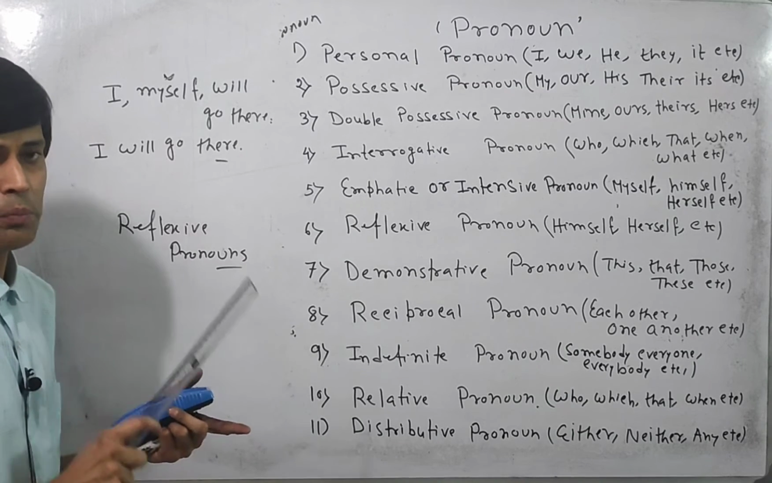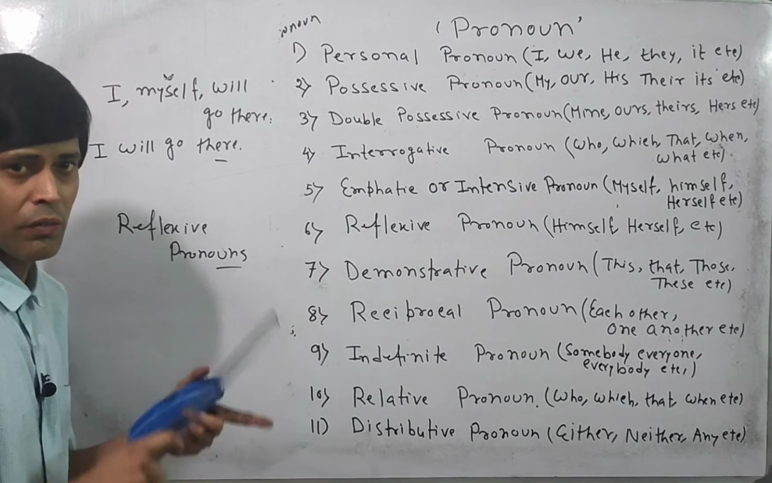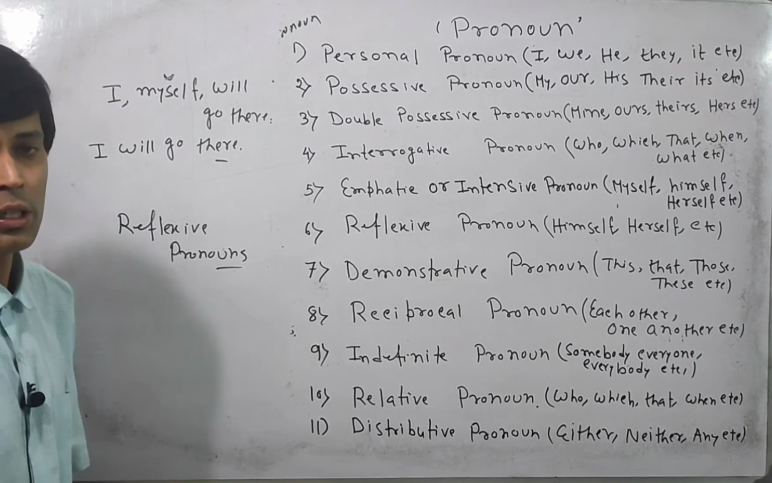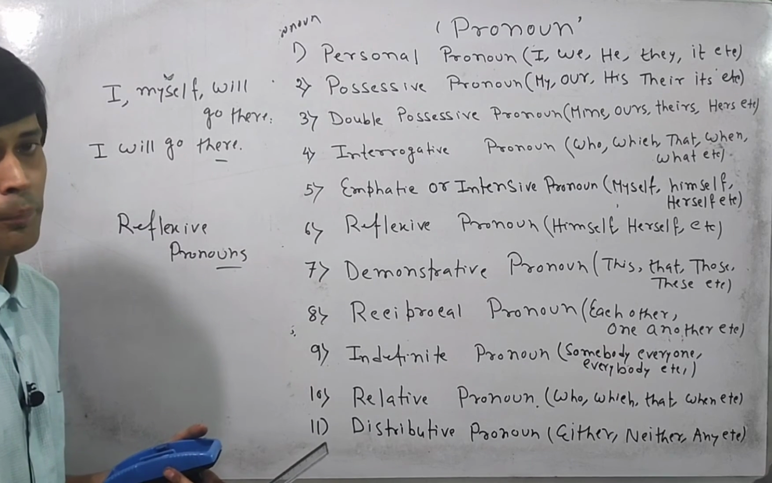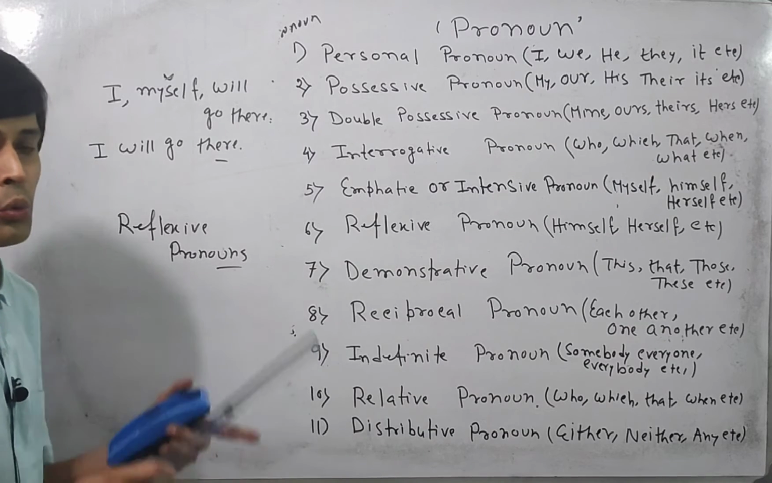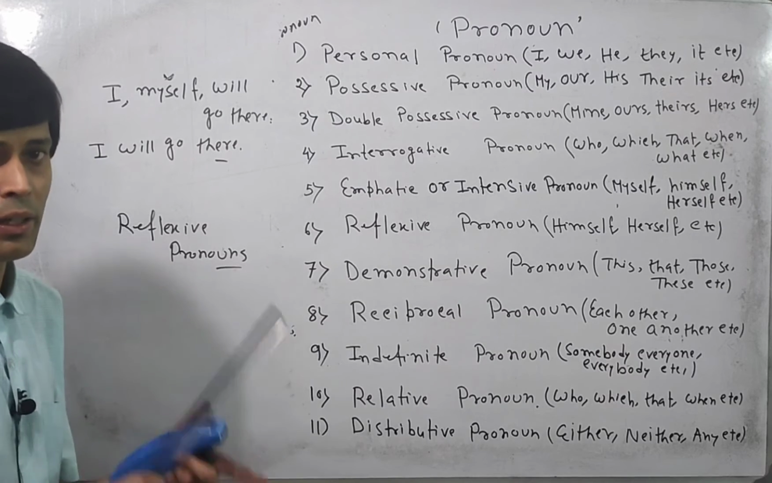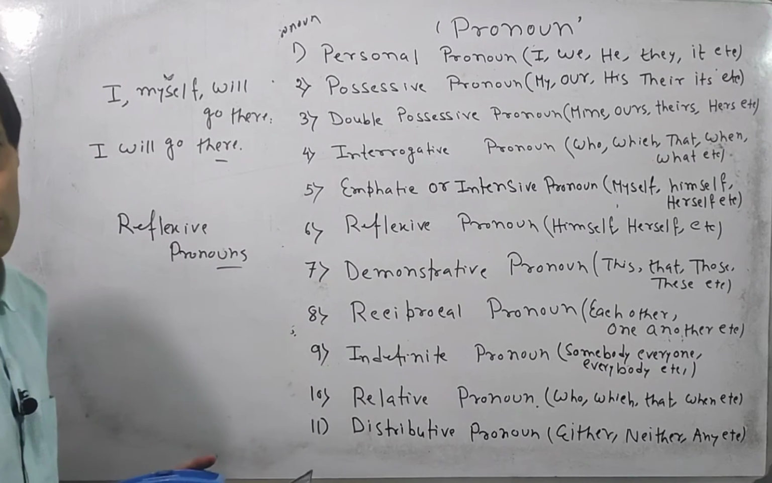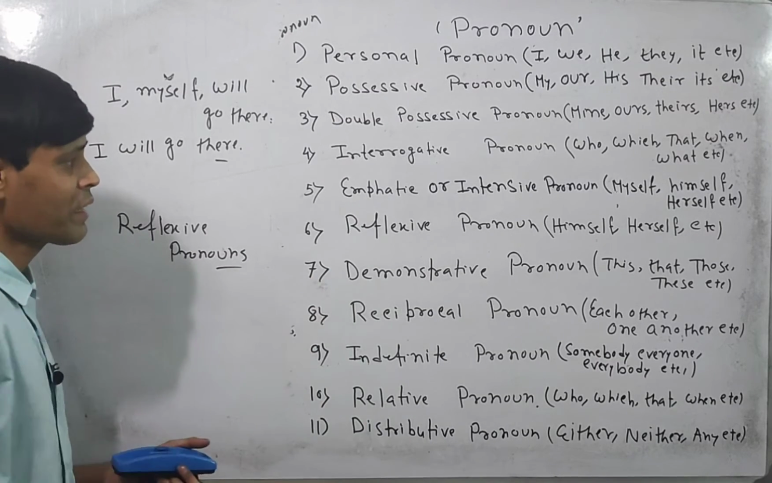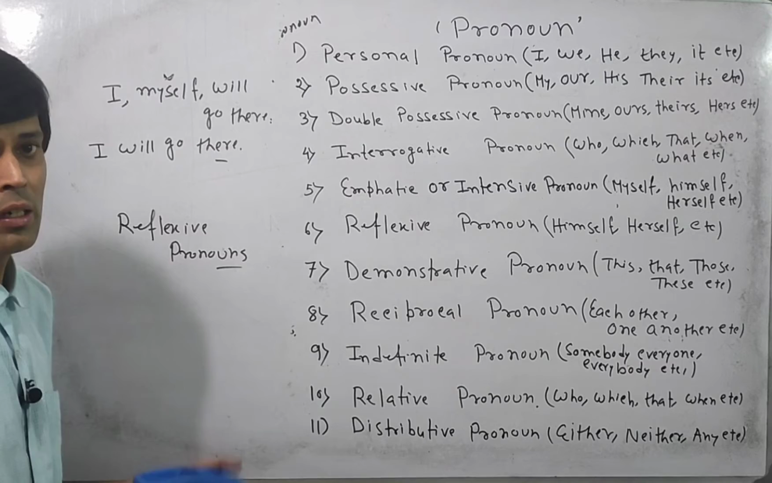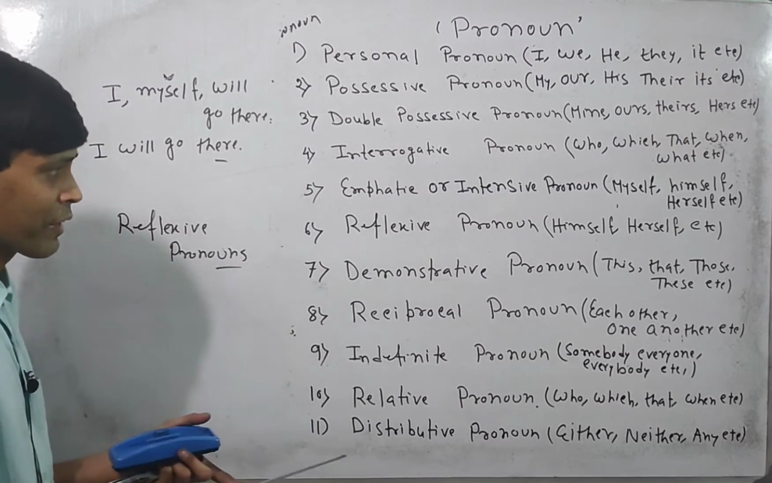Whenever the reflection of the subject, again I am repeating, whenever the reflection of the subject falls upon the object to make the sentence meaningful, it is called the reflexive pronoun, because without inserting any object, a sentence cannot be meaningful at all. So it is an essential part of the sentence. On the other hand, an emphatic or intensive pronoun is not an essential part but an extra addition. This is a basic difference.